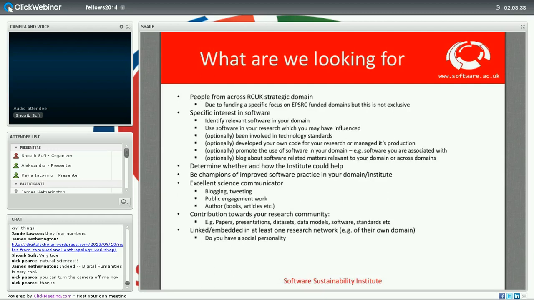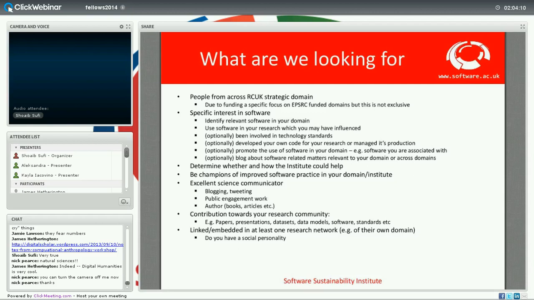So what are we looking for? We're looking for people across the RCUK strategic domains. We're always on the lookout for important, interesting EPSRC funded research because we're EPSRC funded, but we're not limited to people who are funded by EPSRC, as you saw from the list of fellows who are funded by all manner of sources. We're interested in people who are doing not only important research, but also interesting research as well.